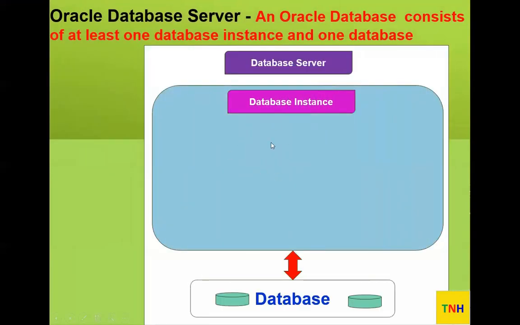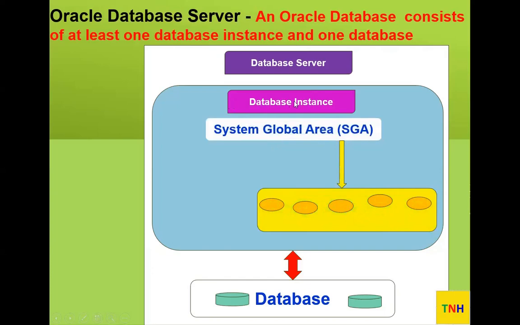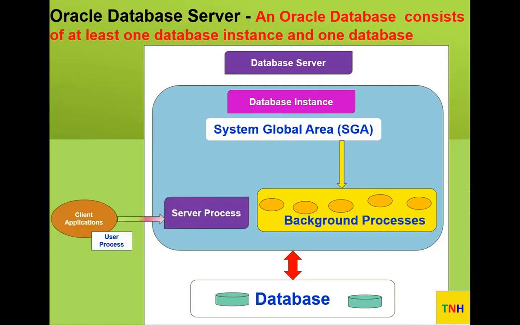But Oracle logical architecture mainly consists of database instance, and within the instance we have something called system global area, SGA, and plus something called background processes. So Oracle database instance mainly has 2 components. What are the components? System global area and the background processes. Other than that, we have something called a server process. The server process is responsible when somebody wants to connect externally.